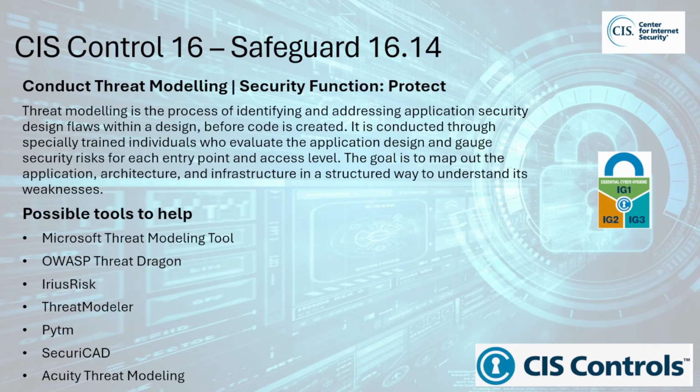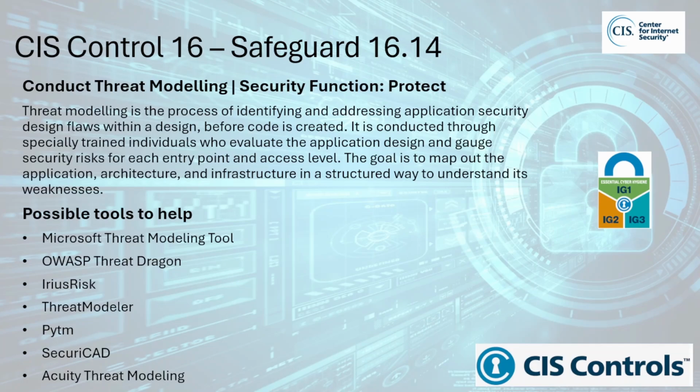Safeguard 16.14, Conduct Threat Modeling, comes under the Protect security function and is within Implementation Group 3. The safeguard emphasizes the importance of conducting threat modeling early in the application development lifecycle to identify and mitigate security risks before code is written. It involves analyzing the application design to identify potential vulnerabilities, access points, and weak spots. This process helps organizations evaluate security risks associated with each part of the application, infrastructure, and user access level.